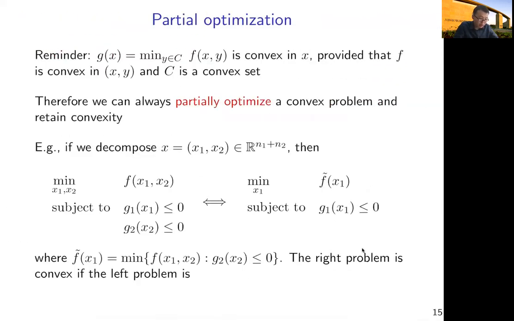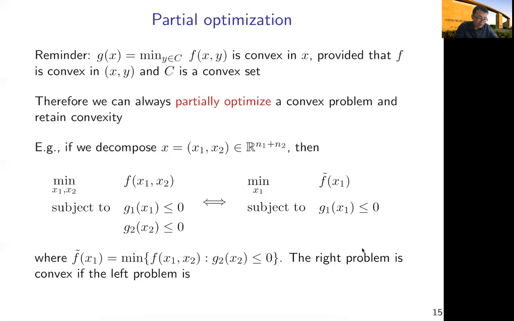So there are other operations that preserve the convexity and also preserve the convex optimization problem. Suppose we have an optimization problem with two variables, x1 and x2. If we can somehow analytically evaluate the optimal solution of x2 and substitute it into the formula as a function of x1, then we can eliminate that variable, right?